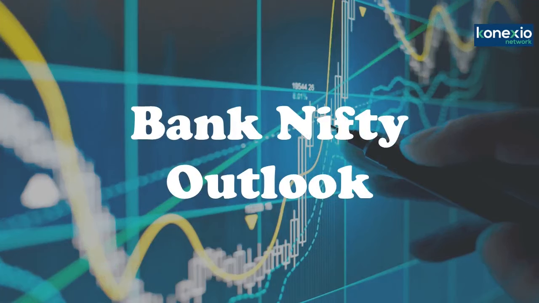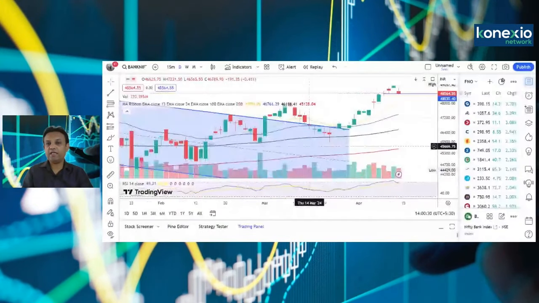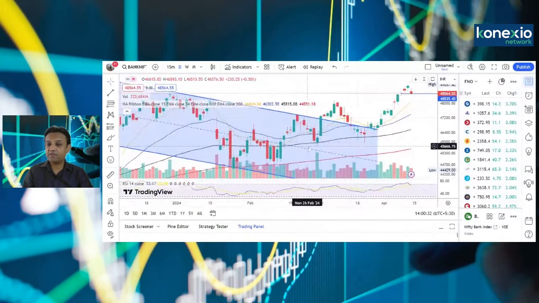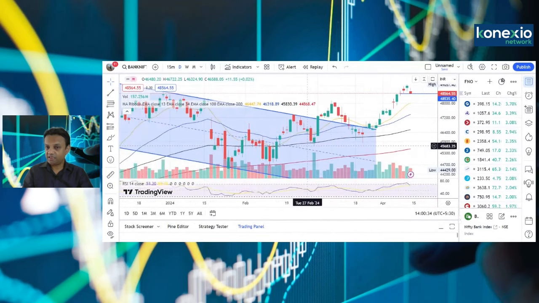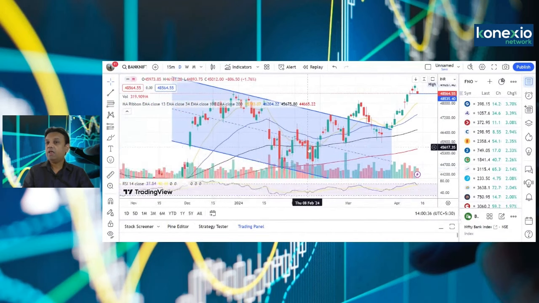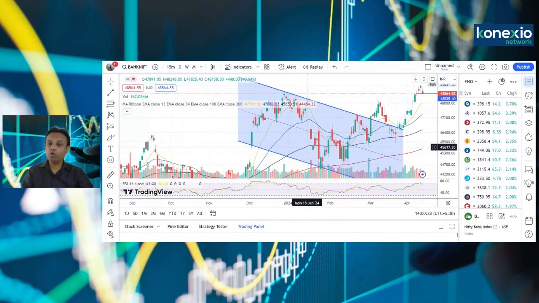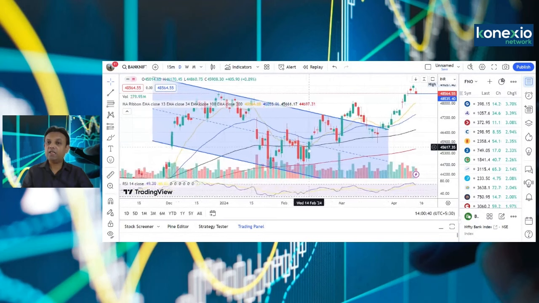Now, friends, let us go to the daily charts of Bank Nifty, and we'll try to figure out what was the pattern being formed on Bank Nifty. You can clearly see Bank Nifty has formed an inverted hammer after an indecisive candle on Friday. This is a combination of a bearish pattern. For the time being, the overall trend remains intact.